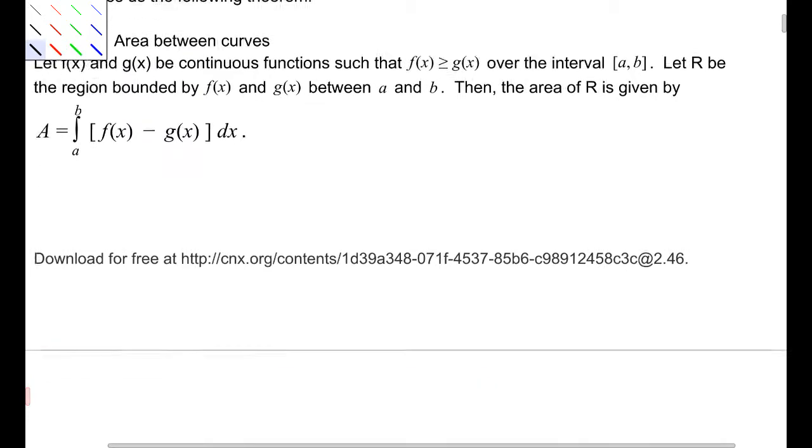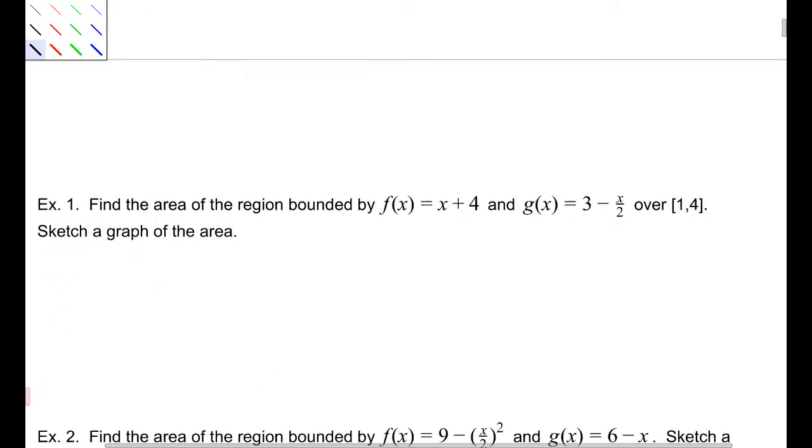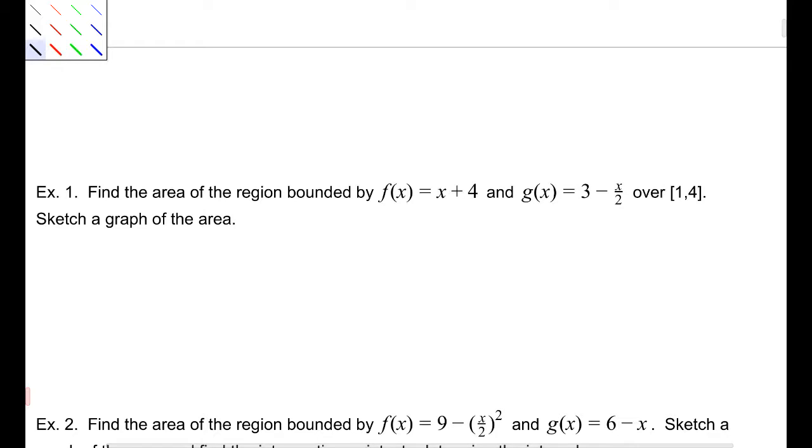All right, now we are going to use this formula a whole lot. So, find the area of the region bounded by f of x equals x plus 4 and g of x equals 3 minus x over 2 over the interval a, b, which is, in this case, 1, 4. Now, first thing I want to do is actually sketch this, because that'll determine which one is on top, and which one's above, and which one's below.